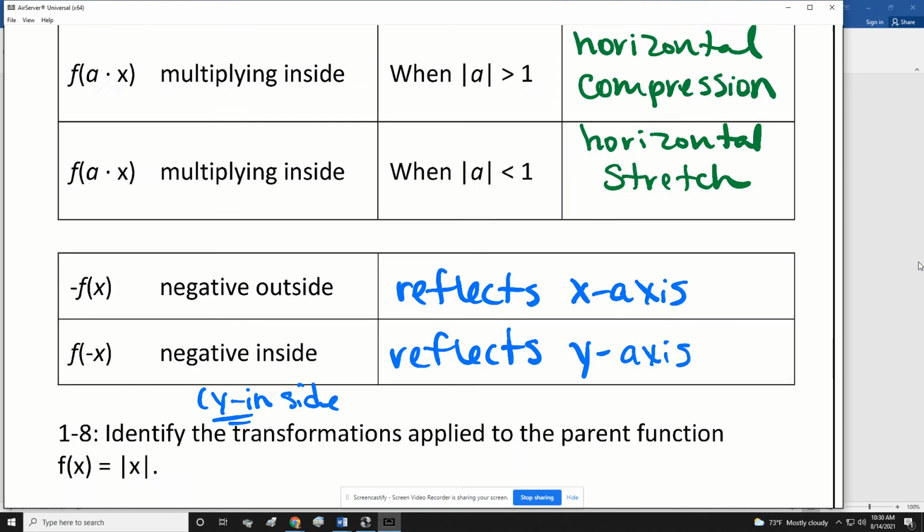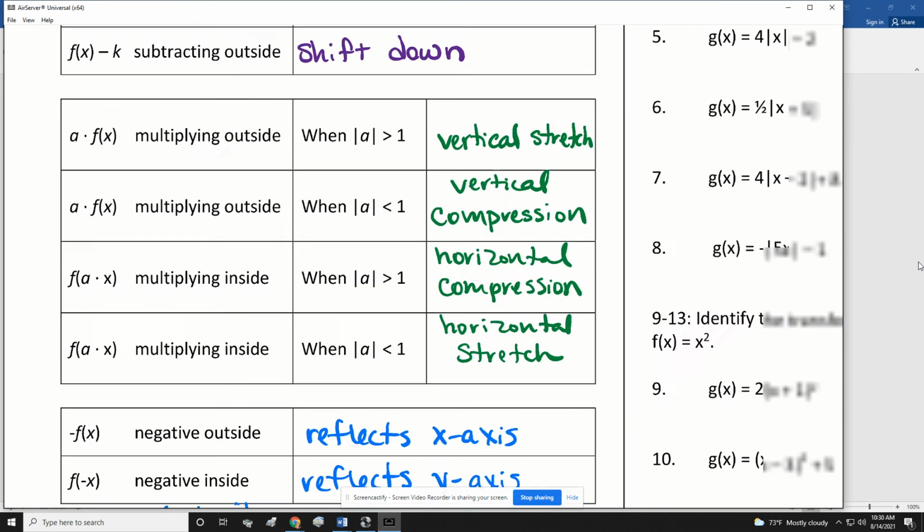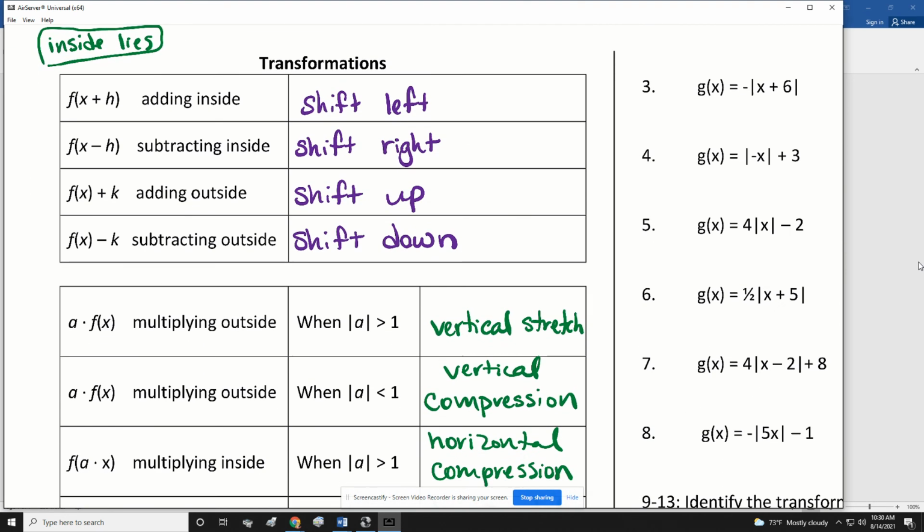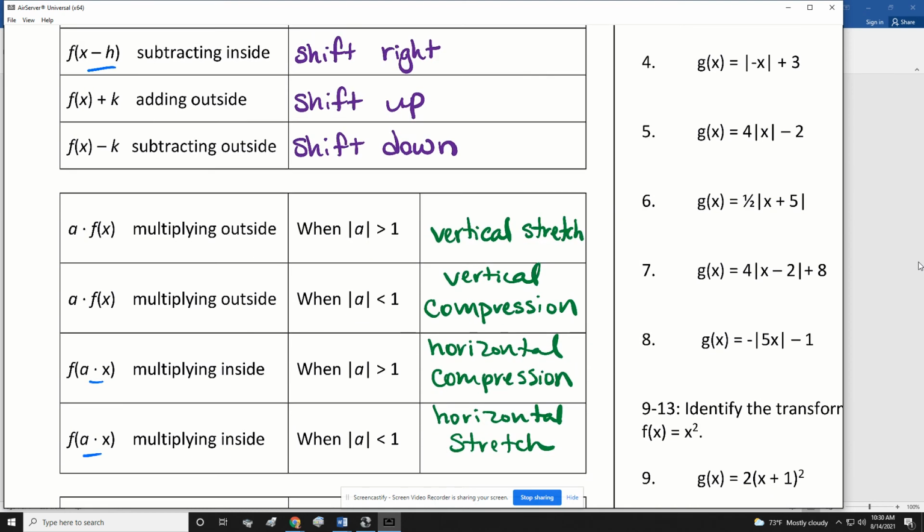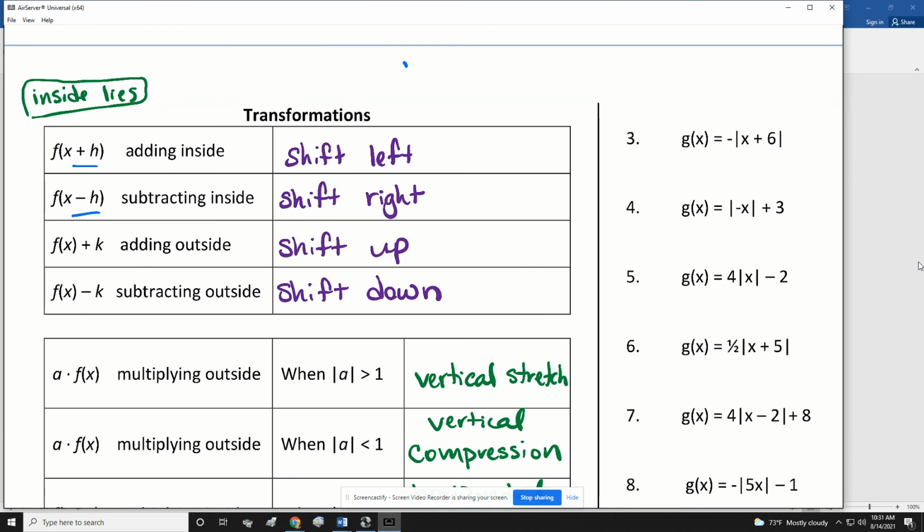Okay. Another thing that I can't remember exactly if I talked about this, but when things happen on the inside, it changes it horizontally. So inside refers to a horizontal change, and the outside will be a vertical change. So up and down, or a vertical stretch or compression. Inside is going to be left or right, or horizontal change, horizontal compression or stretch.